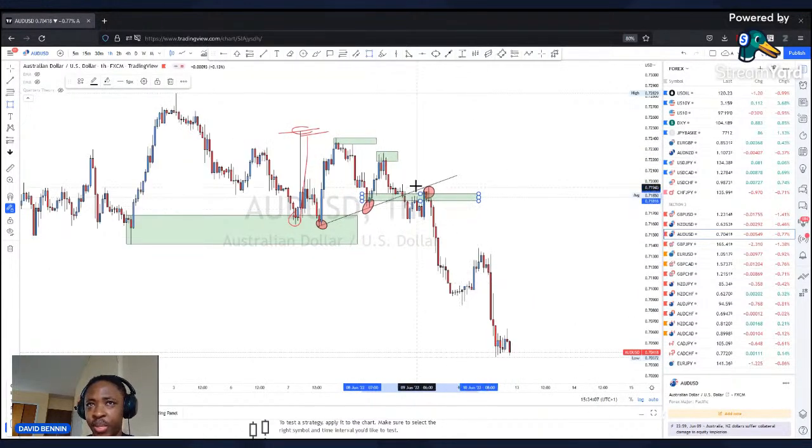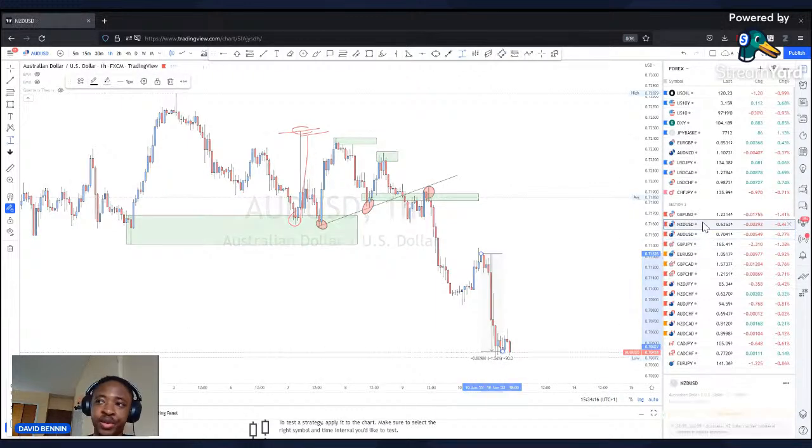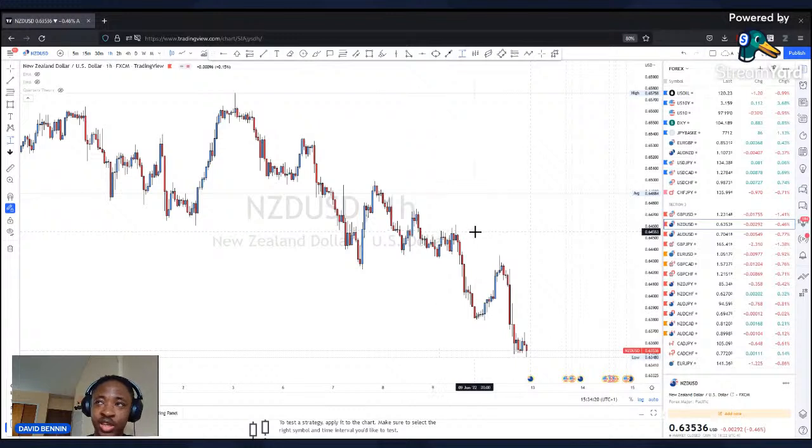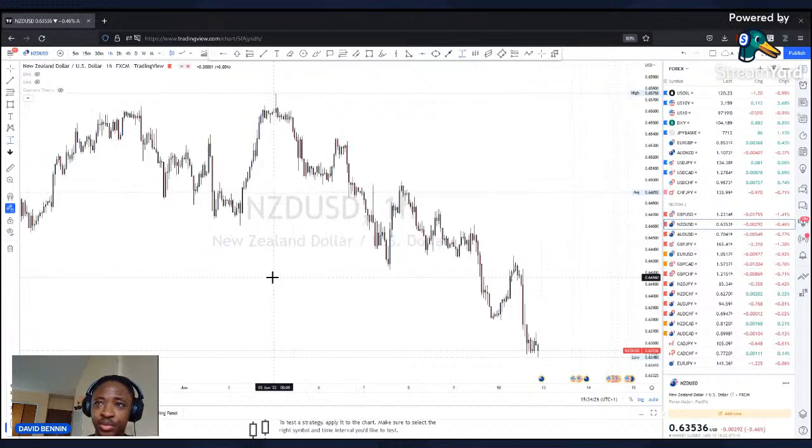And on Friday, when we had CPI data coming in, we had another drop. This was a really big push here. A similar thing happened on NZD USD, but because I was buying AUD USD assets, I think the news was on Tuesday, I didn't really pay attention to that as well.